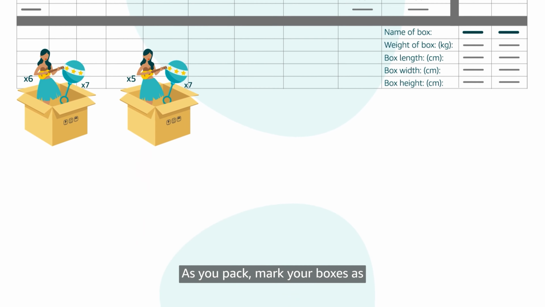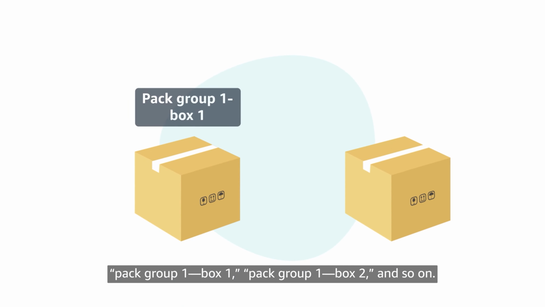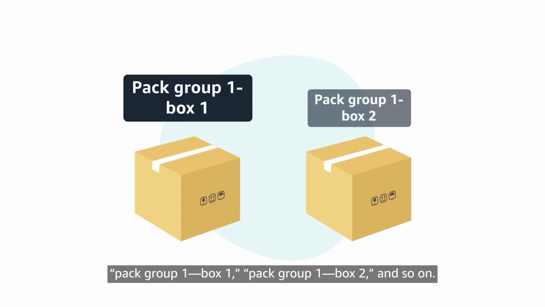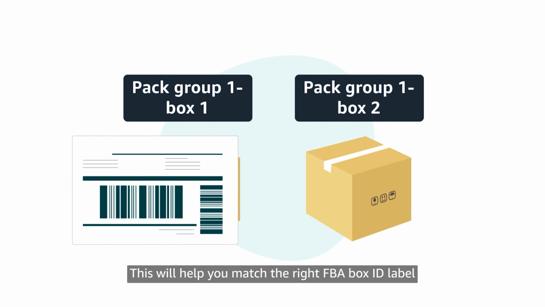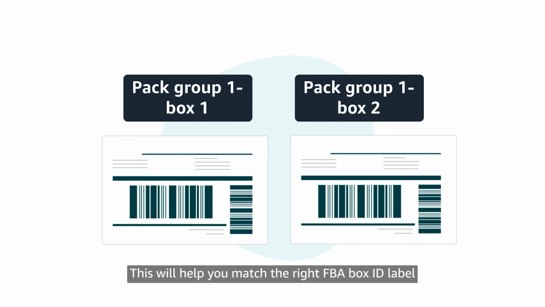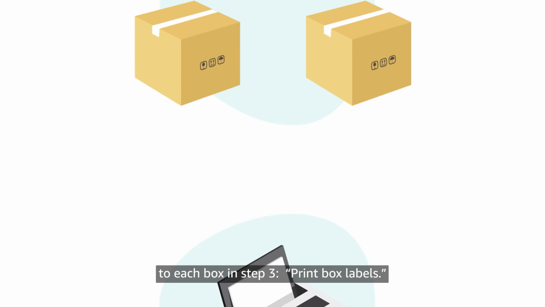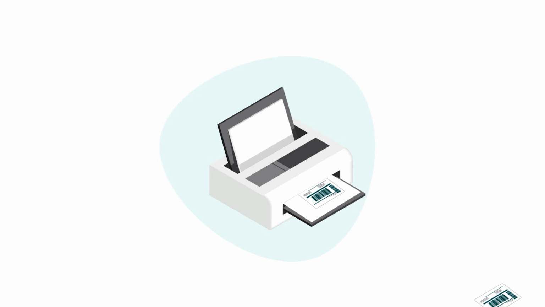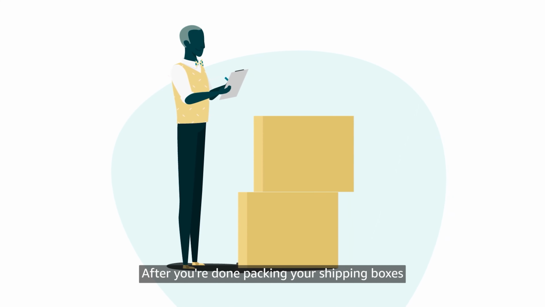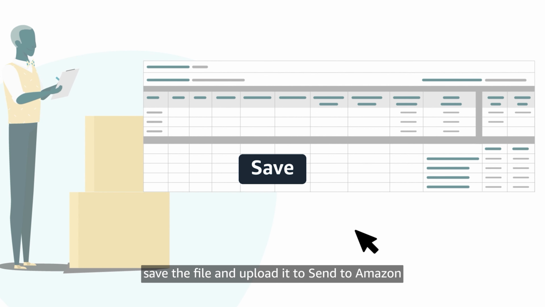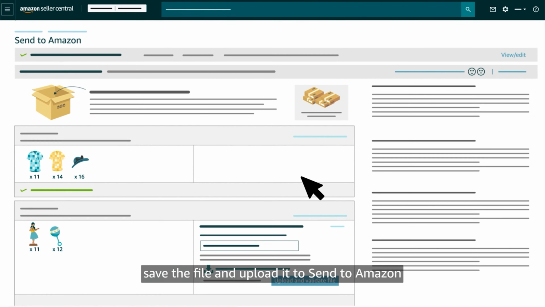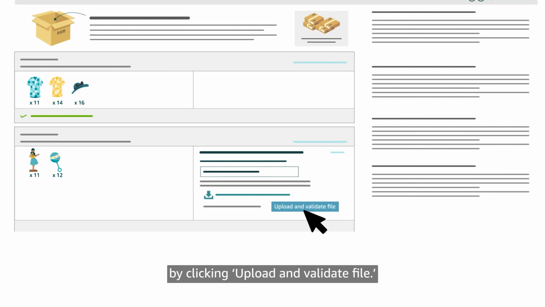As you pack, mark your boxes as Pack Group 1, Box 1, Pack Group 1, Box 2, and so on. This will help you match the right FBA box ID label to each box in Step 3, Print Box Labels. After you've finished packing your shipping boxes and entering the information in the Excel file, save the file and upload it to Send to Amazon by clicking Upload and Validate File.